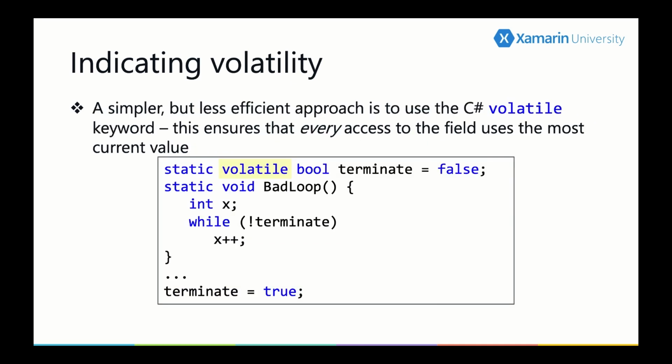You can also use the C# keyword called volatile. By adding this to the definition here of your terminate boolean, it will do exactly the same thing. It's essentially a shortcut. This is simpler to program because it's just placed onto the declaration here of the field. However, it affects every usage of the field, even if you don't need it to be flushed, whereas the deliberate API allows you to be more fine-grained.